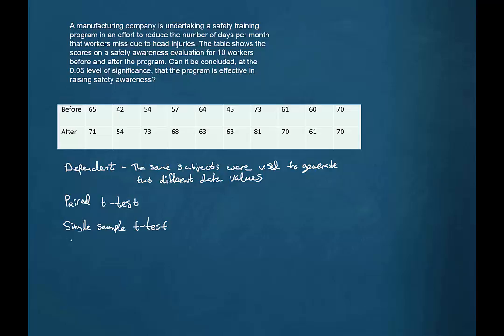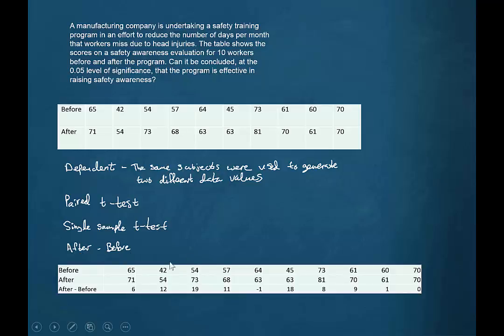We could say before minus after or after minus before. Let's, in this case, generate our data set by doing after minus before calculations. So now in this third row, we have the after minus before calculations. 71 minus 65 is 6, 54 minus 42 is 12, and on down. So this becomes the sample that we will conduct the t-test on.